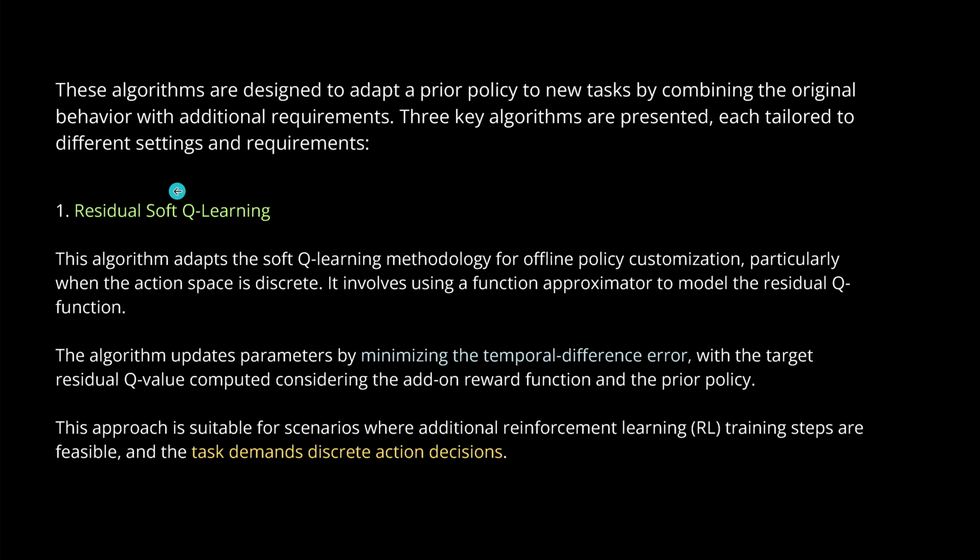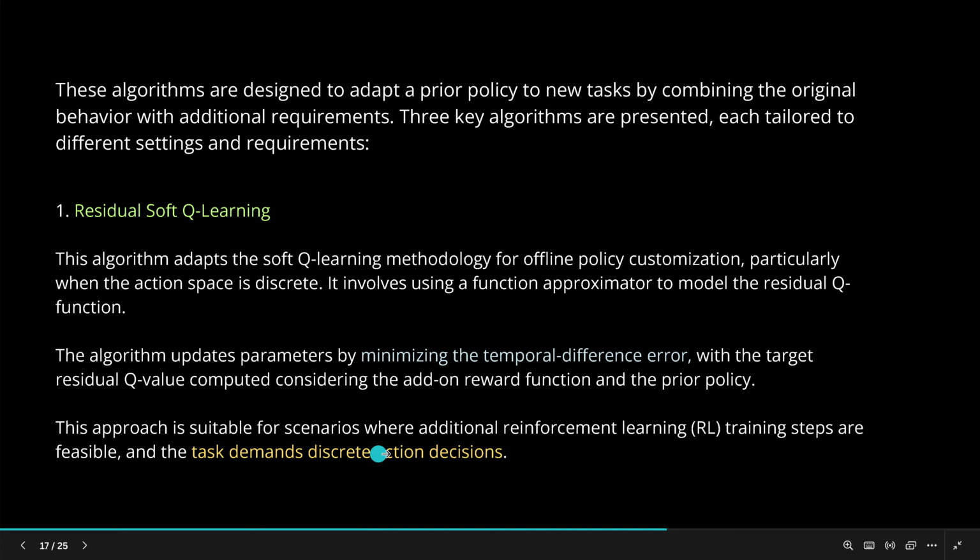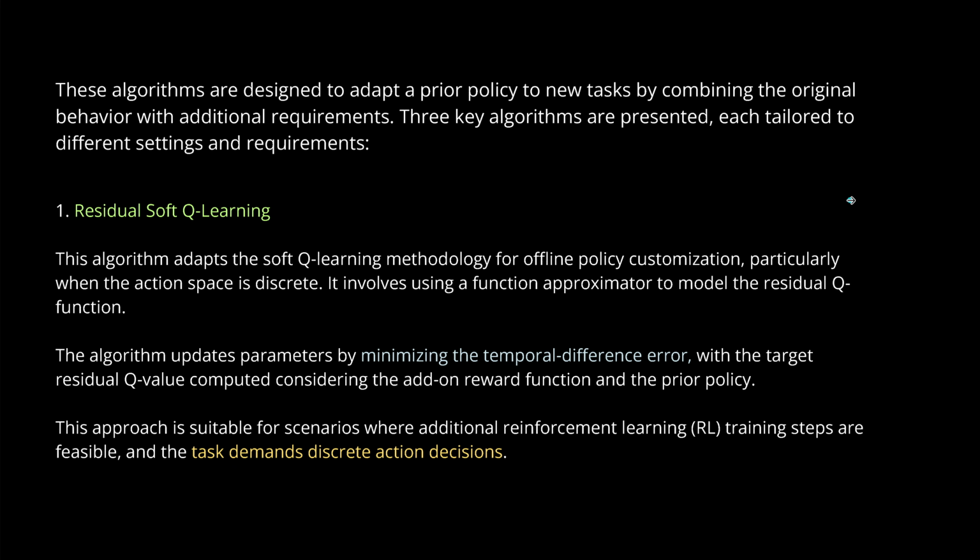At first, we have the residual soft Q-learning. Now I may say, hey, what is the soft Q-learning before we go to the residual? In a minute, give me a second. So this algorithm adapts the soft Q-learning methodology for offline policy customization. Yes, you know this, but our action space is discrete. It is a non-continuous space. This is the most important fact here. It updates parameters, minimizing the temporal difference error. The target residual Q value is computed considering the add-on reward function and the prior policy. Beautiful. The task demands discrete action decisions. Beautiful. Easiest case. I will show you soft Q-learning in a second.